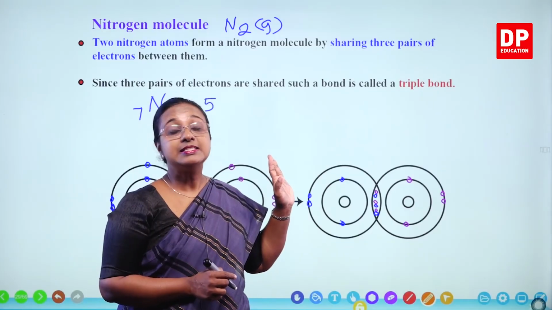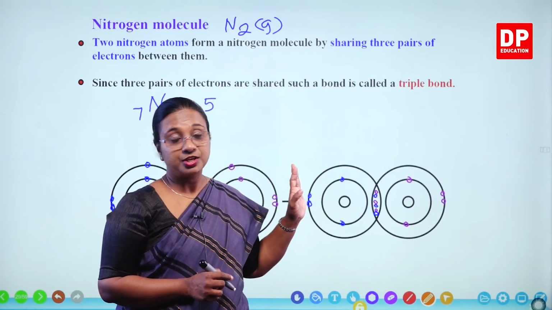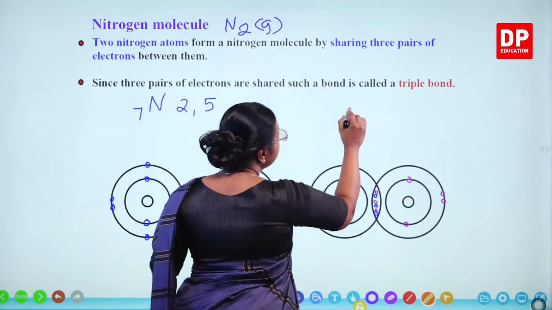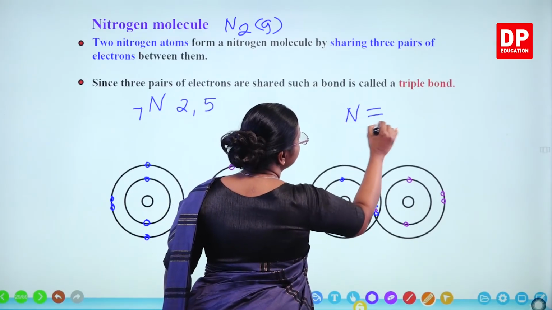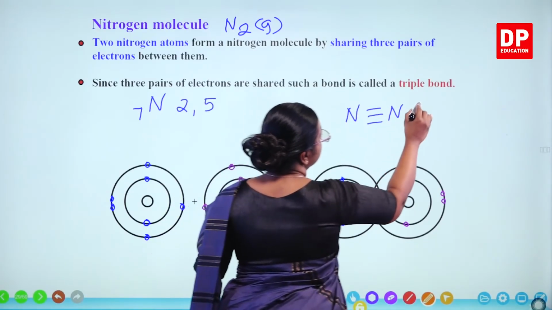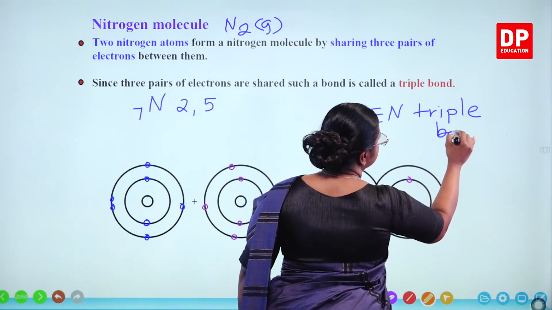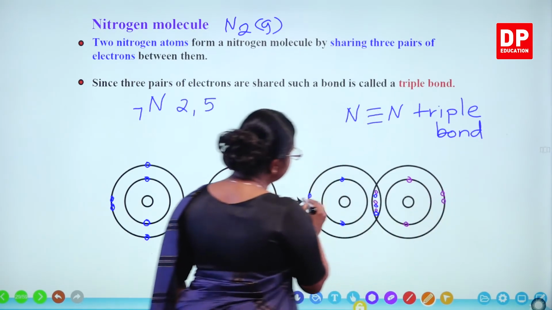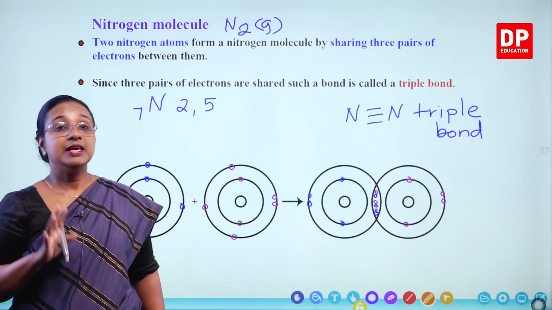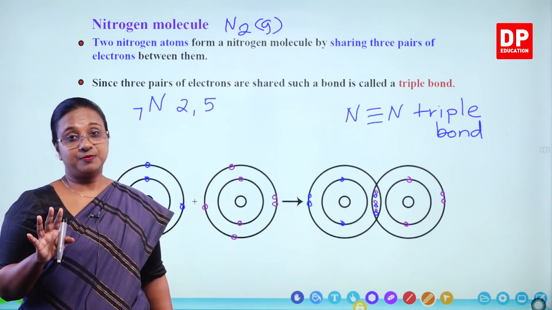So it has a stable electronic configuration. So there is a triple bond between nitrogens. So this is the triple bond. And there are lone pairs. Is it clear to you all students now?